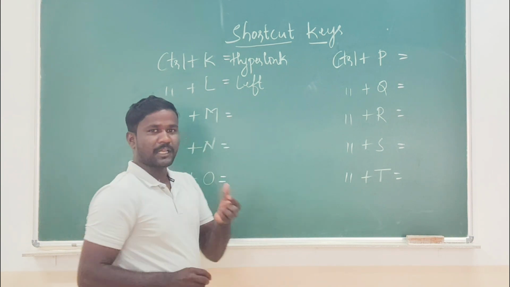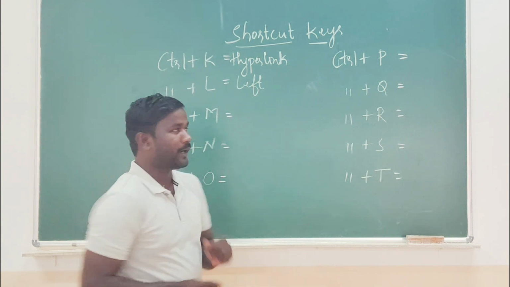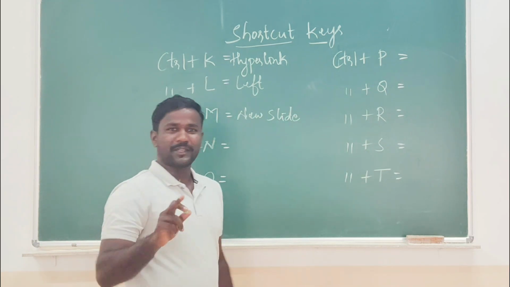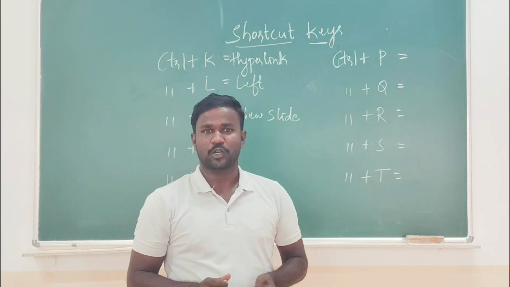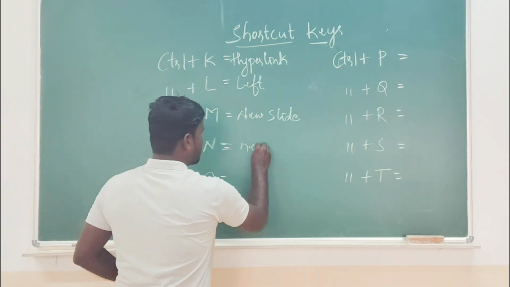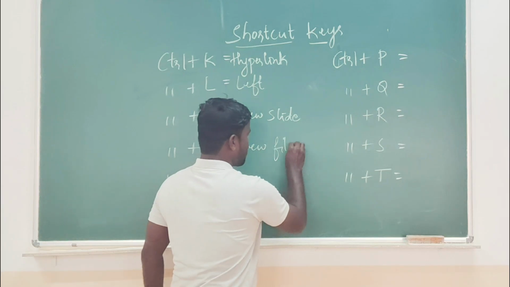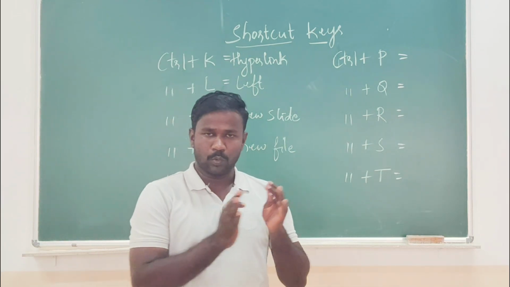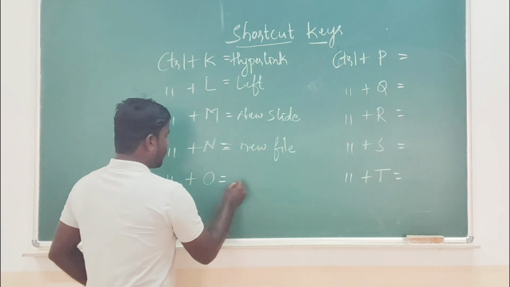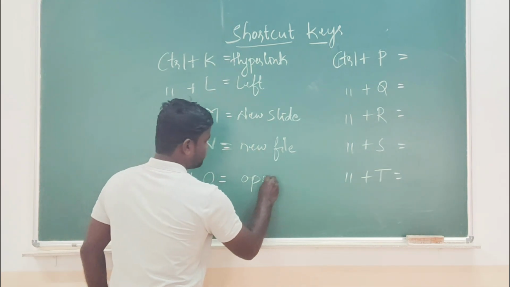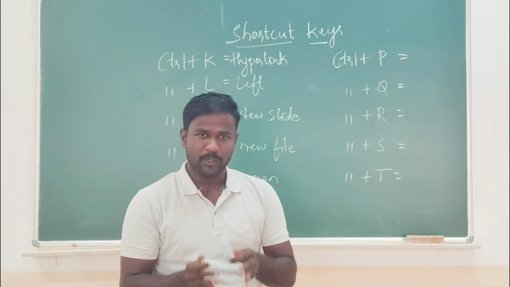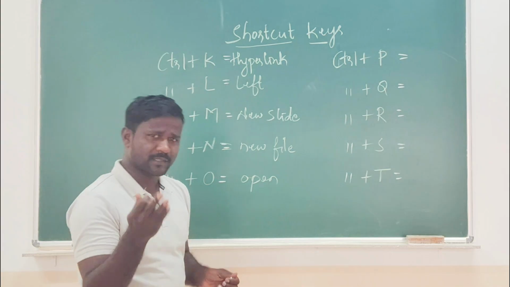Control M is used in MS PowerPoint for a new slide. Whenever you want to insert a slide in PowerPoint, we use the shortcut key Control M. And we have Control N for a new file. When you want to create a new file, be it Word, PowerPoint, or Excel, we use Control N. And Control O means open. When you want to open any file, Word, Excel, or PowerPoint, we use Control O.